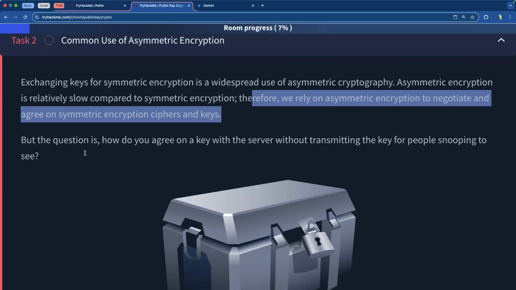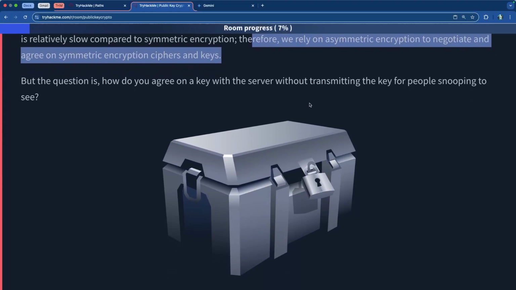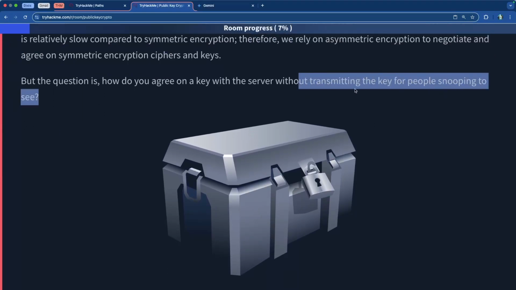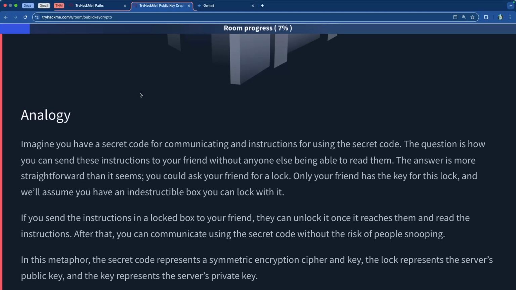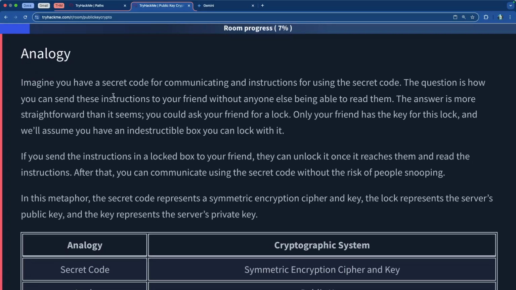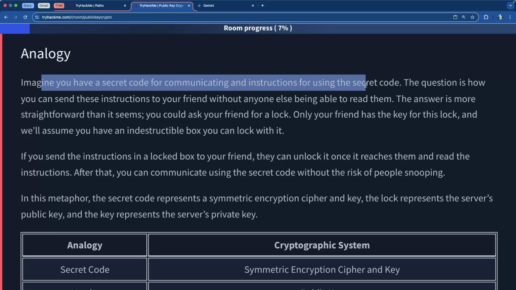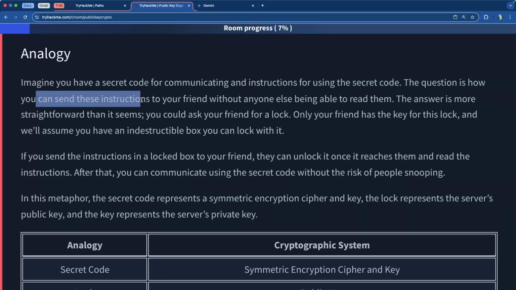But the question is, how do you agree on a key with the server without transmitting the key to people who are snooping, who would be able to see it? So imagine you have a secret code for communicating and instructions for using the secret code. The question is how you can send these instructions to your friend without anyone else being able to read them. The answer is more straightforward than it seems.